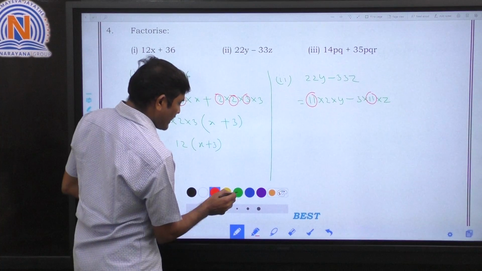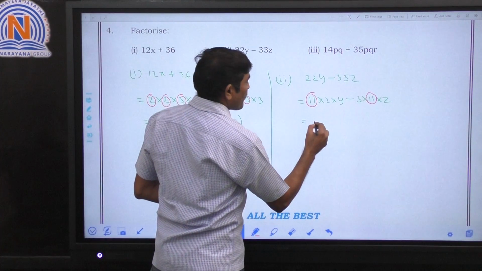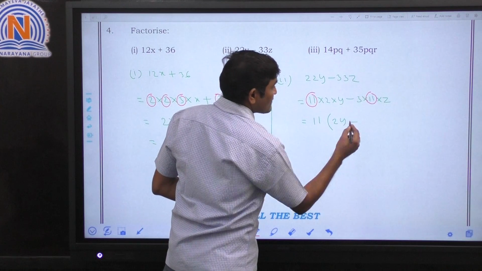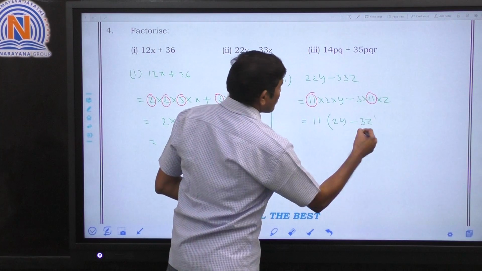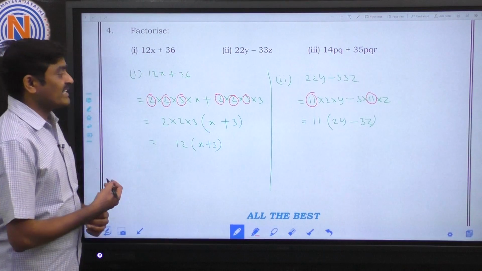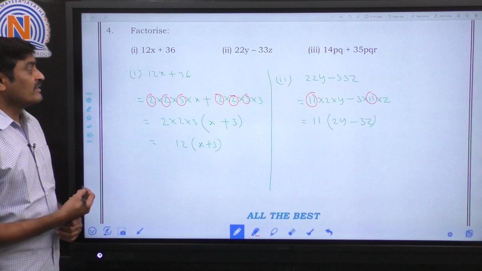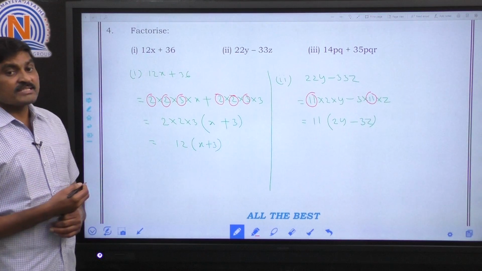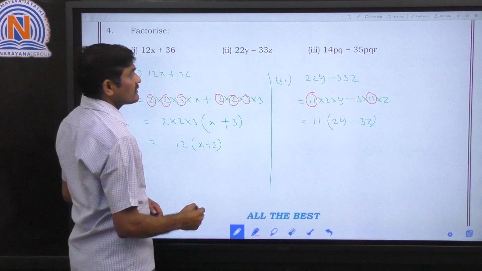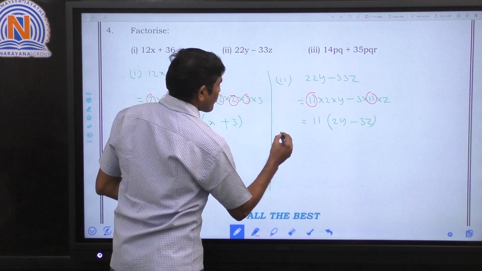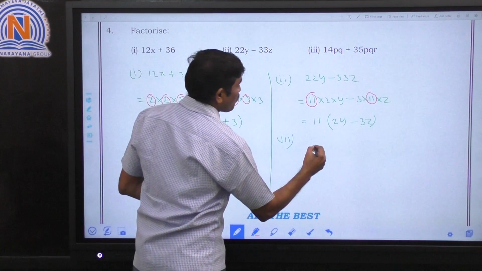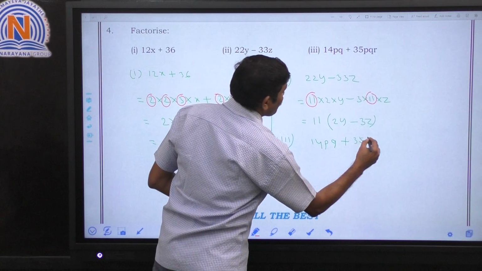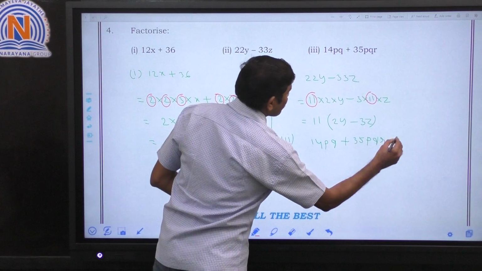So you can take 11 common by distributive property. 11 into 2y, minus 3z. So 11 into 3z. Okay, 11 2s are 22y, 11 3s are 33z. This is the factorization of the second one. Now coming to the third one. Third one, see, 14pq plus 35pqr are given.